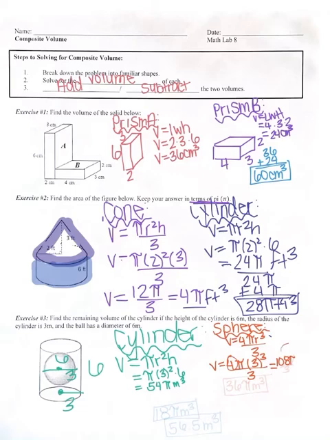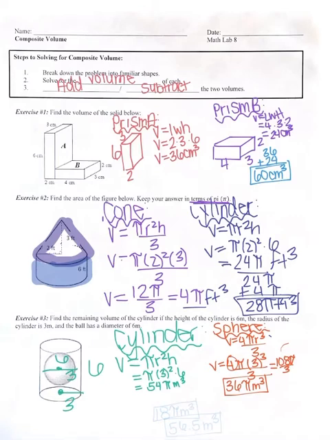Oop, going to the edge of the paper here. And then we divide 108 by 3 to get 36 pi. We're in meters cubed. Now to find that composite volume, we're going to want to subtract those guys. So we have 54 minus 36, which gets us 18 pi.